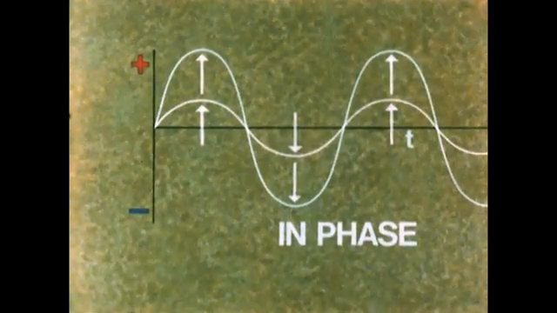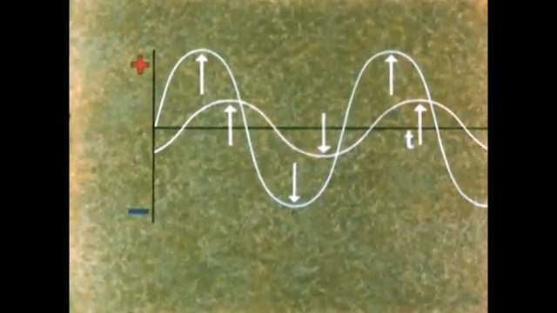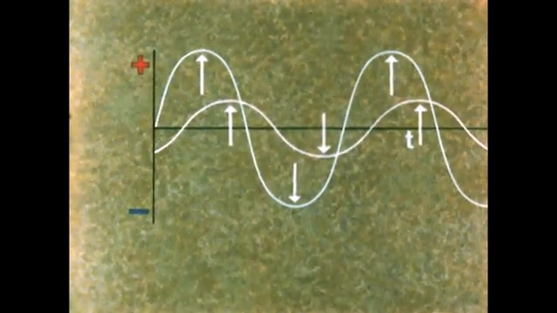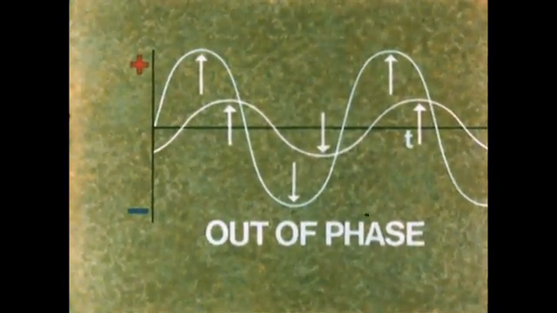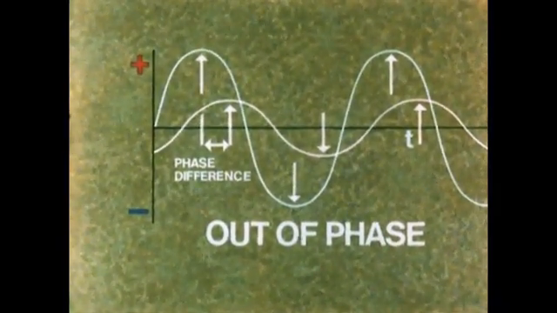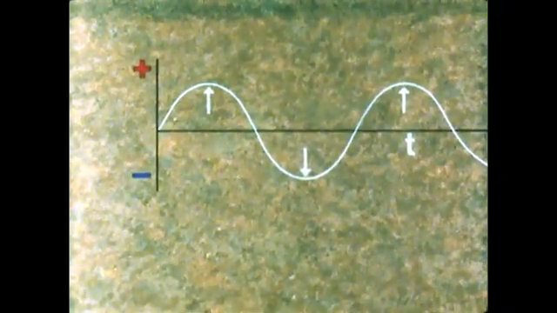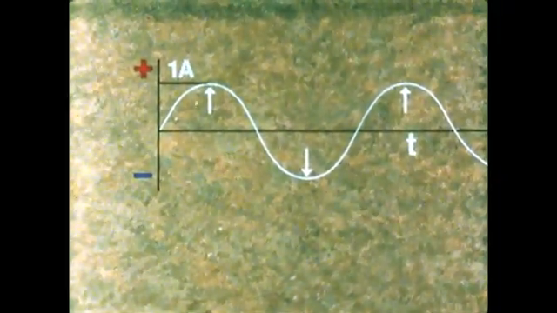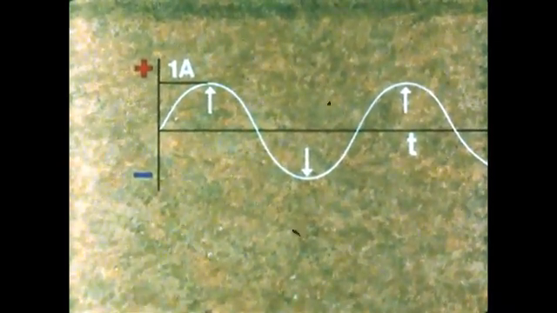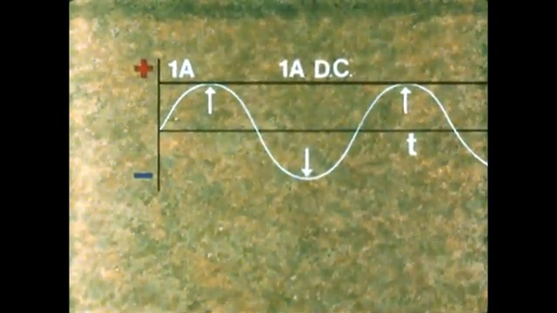Now, suppose that one waveform is shifted to the right, so that the zero values and peak values no longer occur at the same time. The two AC waveforms are said to be out of phase, and the difference between them is called the phase difference. There's one final thing we must know about AC. Suppose the peak value of this AC is 1 amp. It is only 1 amp at 2 instants during the cycle. So it will not provide as much power as a direct current of 1 amp, which is at 1 amp all the time.